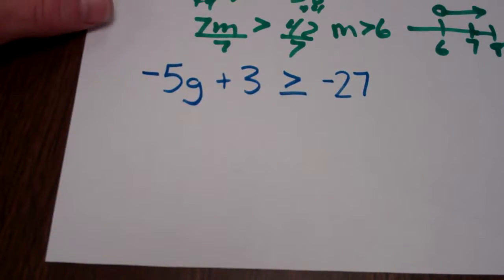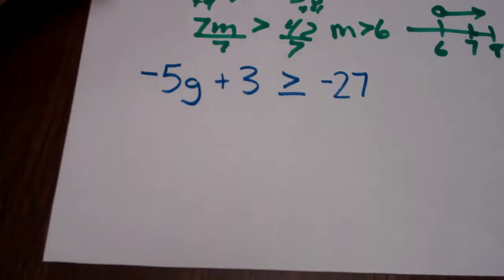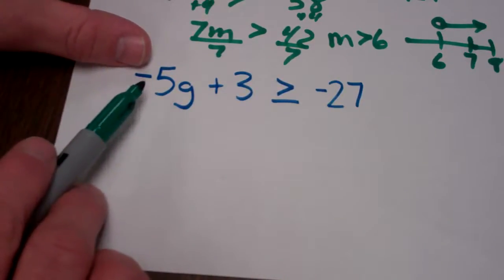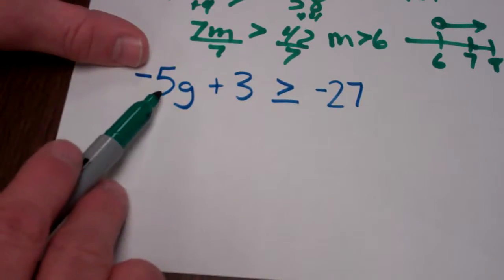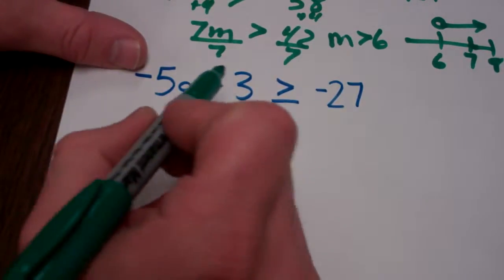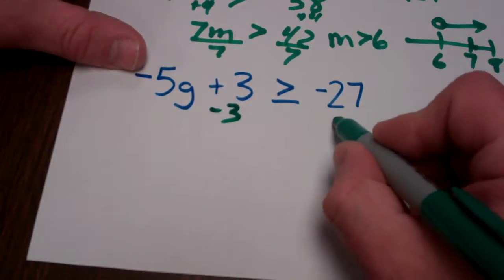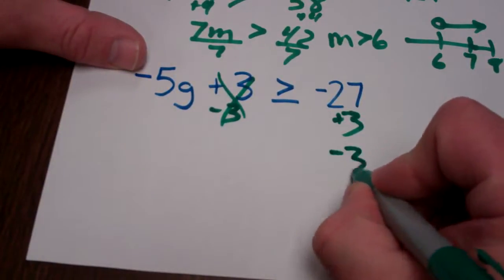Negative 5g plus 3 is greater than or equal to negative 27. The variable is on the left, which is what I like. But this one has a special thing that we need to talk about. That negative right there doesn't matter, but that negative is going to matter in just a moment, and I'll explain why. So, once again, they did this, so let me undo this. Subtract 3 from both sides. Those cancel out. Of course, get negative 30.